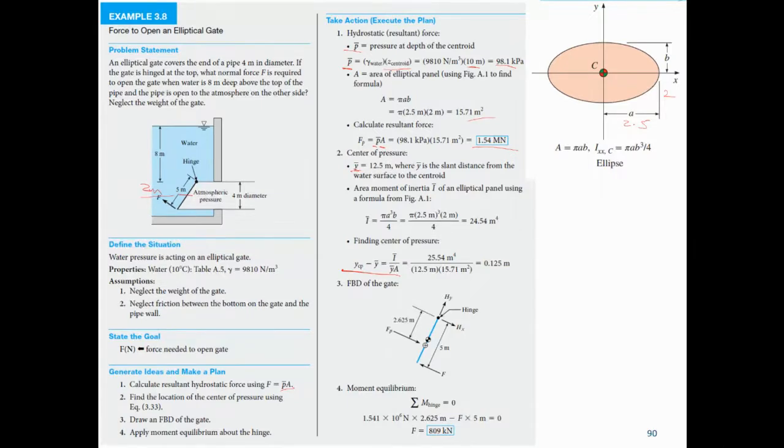Y bar in this case is the slant height, the slant distance. Now, how do we find Y bar? Remember, this is different from the vertical panel. For the vertical panel, Y bar is simply 8 plus 2. But for the inclined or slanting or tilted panel, Y bar has to be projected.